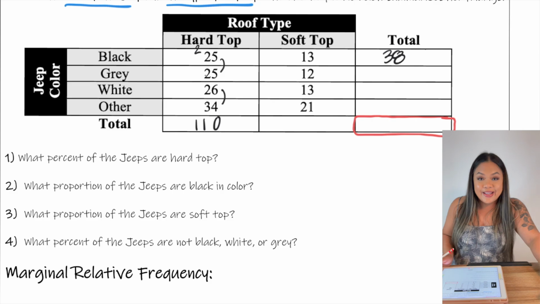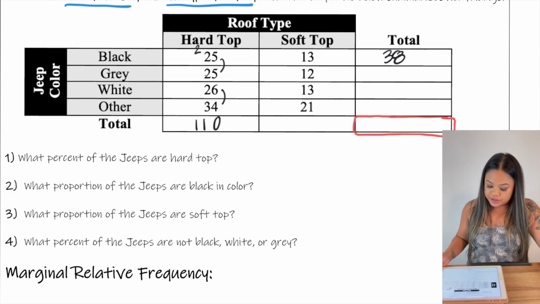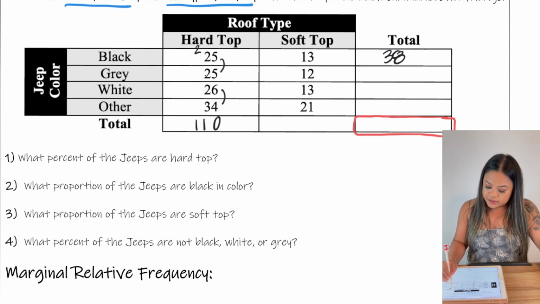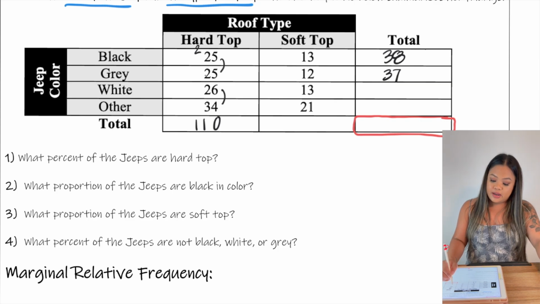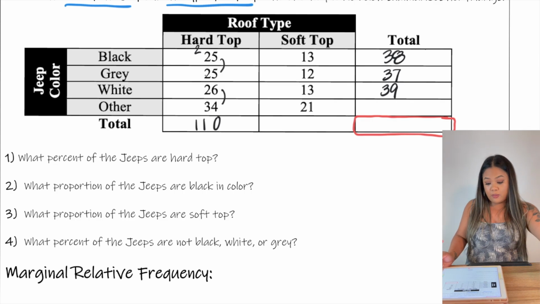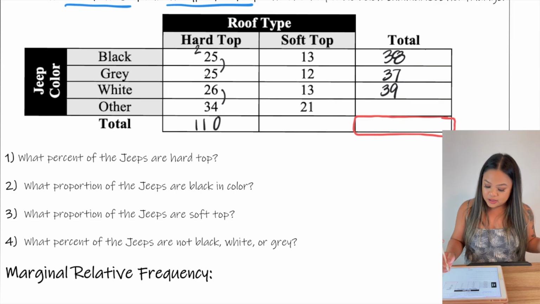All right, your 5 seconds is up. Let's go over the answers. Let's start with gray Jeeps. So gray Jeeps is this row right here. These are all the gray Jeeps. Doesn't matter if it's hard top, doesn't matter if it's soft top. I just want to know gray. 25 plus 12, I hope you got 37. For white, 26 plus 13, that is 39. And for other colored Jeeps, again, doesn't matter if it's hard top or soft top, I just want to know what the total is. 34 plus 21, that is 55.